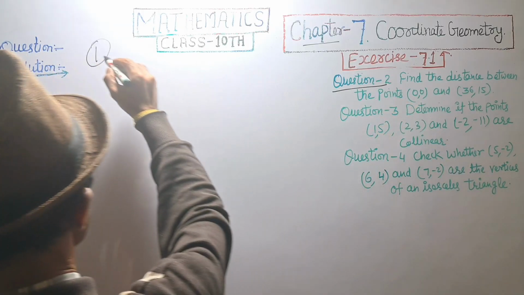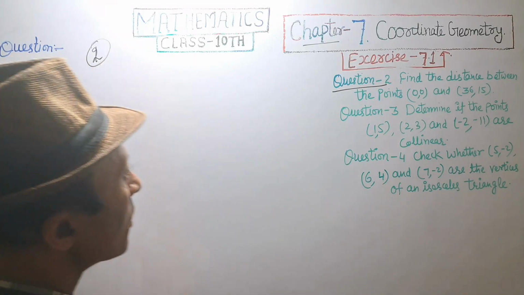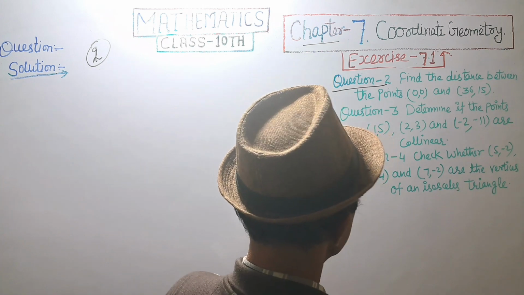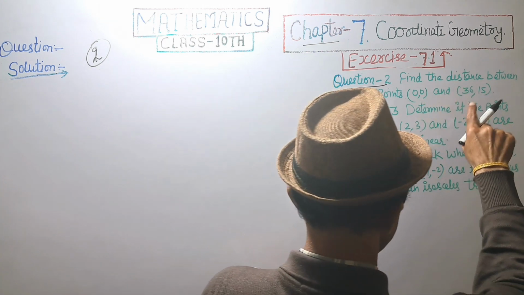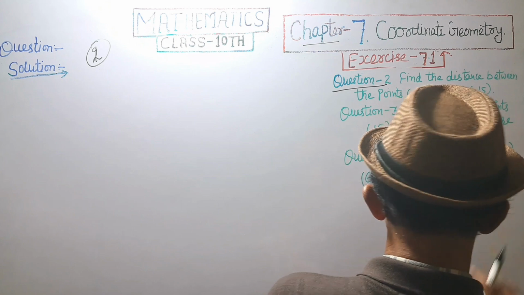Question number 2. Find the distance between the points (0, 0) and (36, 15).